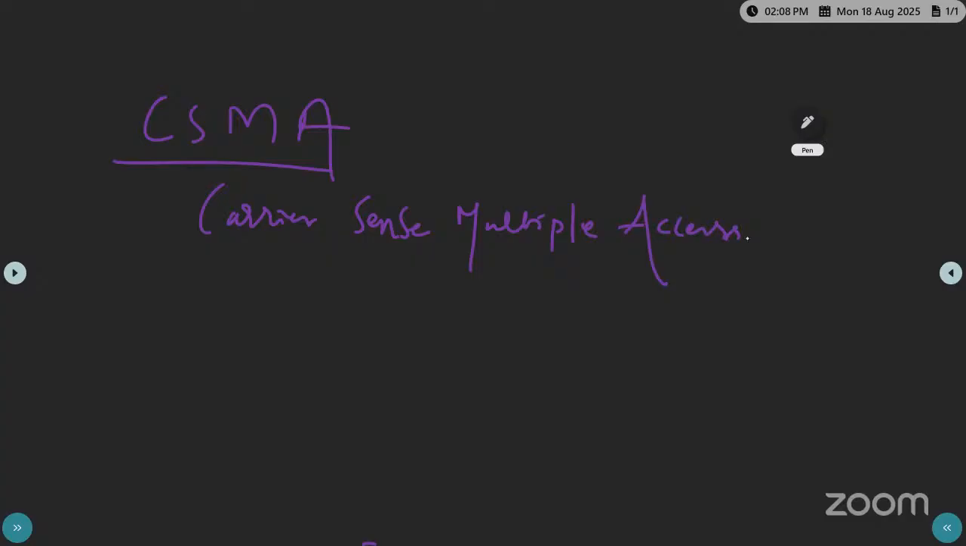If you want to carry the data from the sender to the receiver, this is the channel. If you want to transmit the data, this is the sender and this is the receiver. So if you want to carry the data, we need to sense the channel.